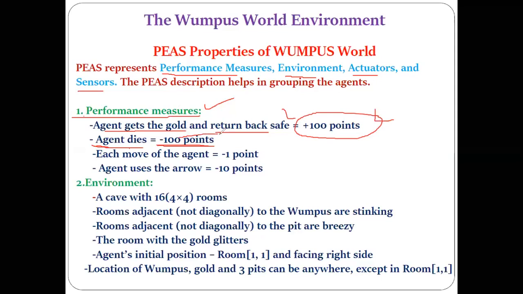As I told you, it depends on the game developer. The game developer can decide whether to deduct 100 points or 200 points. In the previous slide we saw 200 points if the agent dies, so here too it should be minus 200 points if the agent dies. For whatever action is taken by the agent, like move, shoot, grab, etc., 1 point will be deducted. And if the agent uses the arrow, minus 10 points will be deducted from the total score of that agent. So these are the different performance measures.